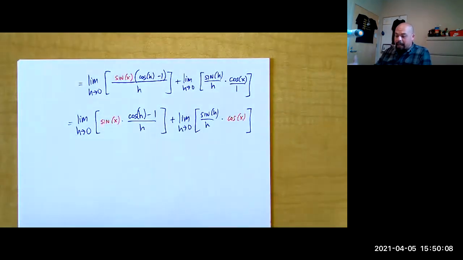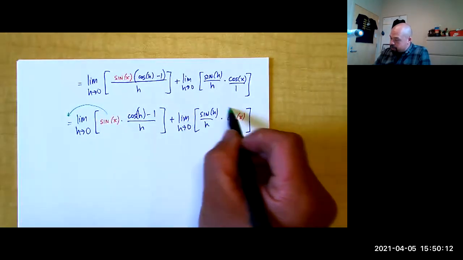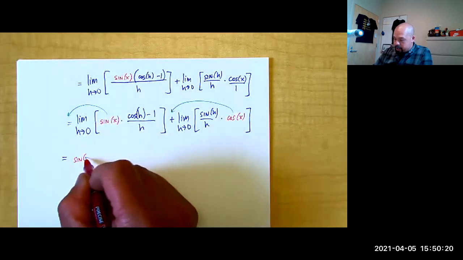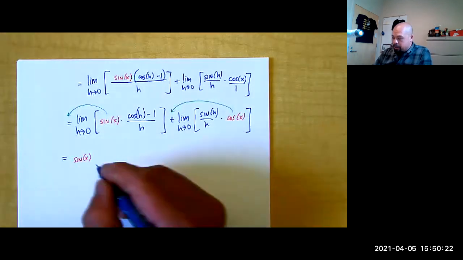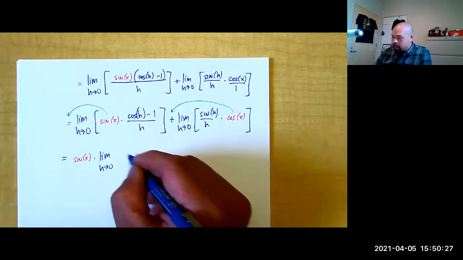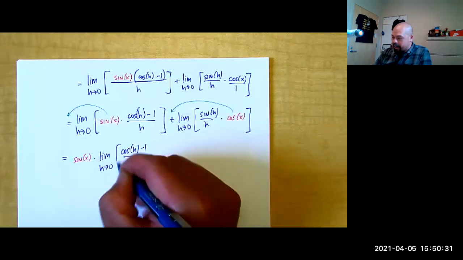Similar for that cosine. So those are what we call constants, so I'm going to be able to bring those components out. So this is going to be the sine of x times the limit as h goes to 0 of cosine of h minus 1 over h. If you want to keep that in brackets, we can.